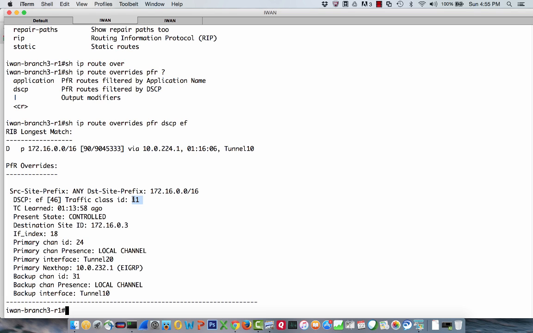This is its fingerprint. And right now, it is actually going out primary channel 24, backup channel 31. So it's going out primary channel 24, primary interface tunnel 20. So it is going out tunnel 20. It is not going out tunnel 10. There's a backup channel, channel 31, and that's to go back over this one.